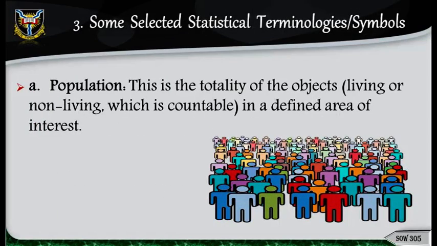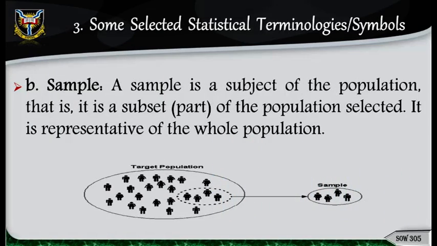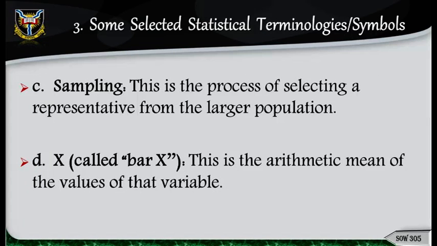3. Some selected statistical terminologies or symbols. A. Population. This is the totality of the objects, living or non-living, which is countable in a defined area of interest. B. Sample. A sample is a subset, a part of the population selected. It is representative of the whole population. C. Sampling. This is the process of selecting a representative from the larger population.